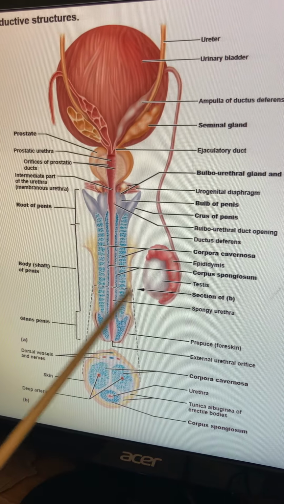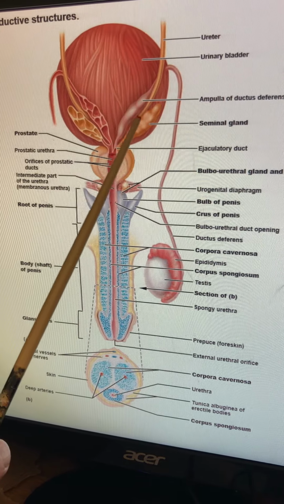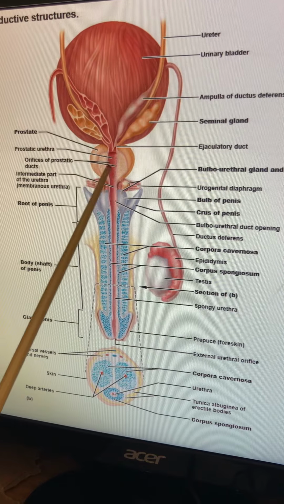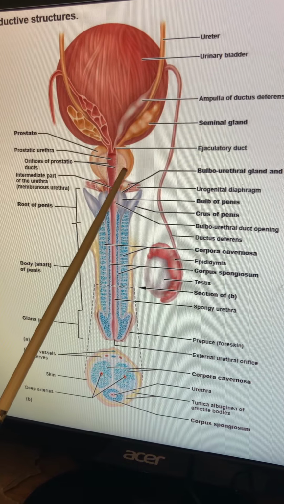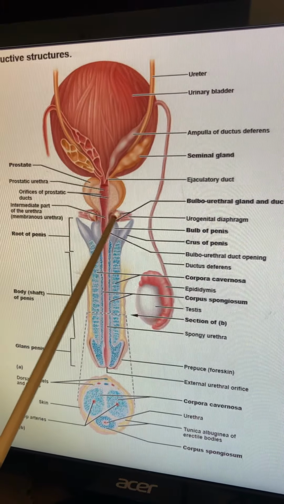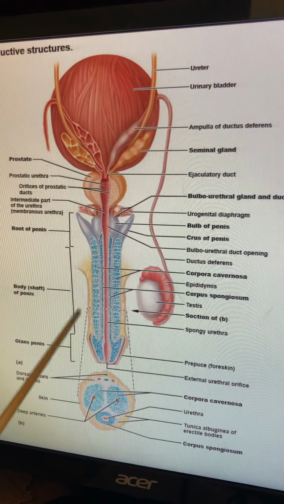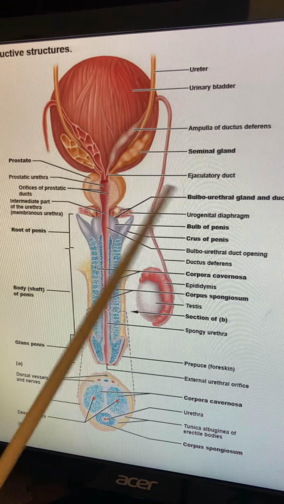At the same time that this sperm is working its way out there, it's going to pick up the secretions of the seminal gland and also some of the secretions of the prostate. But the first one that's going to be leaked out is going to be the bulbourethral gland secretions, and its purpose is to lubricate the glans penis.